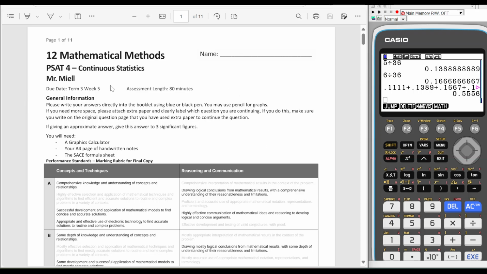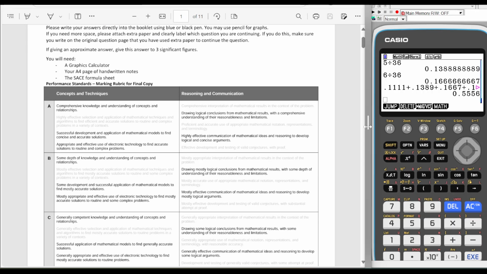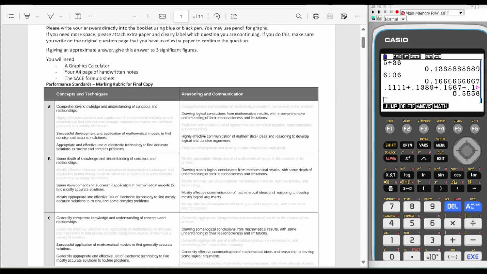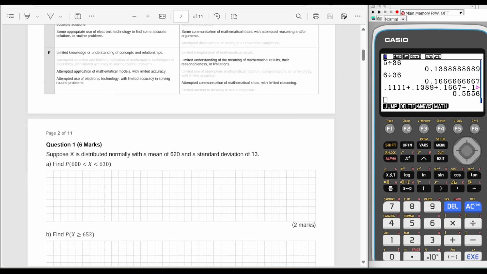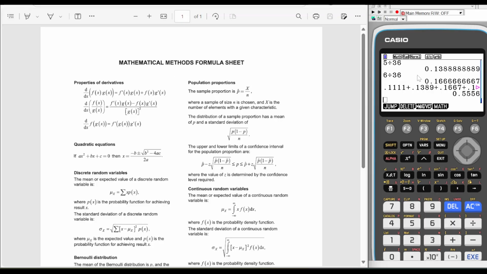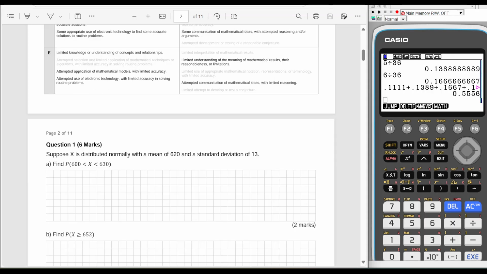In this video, we're looking at continuous stats. This is all normals, PDFs, confidence intervals, sampling distributions, central limit theorem. Make sure you've got your SACE formula sheet. Make sure you've got your calculator, and we'll make a start.